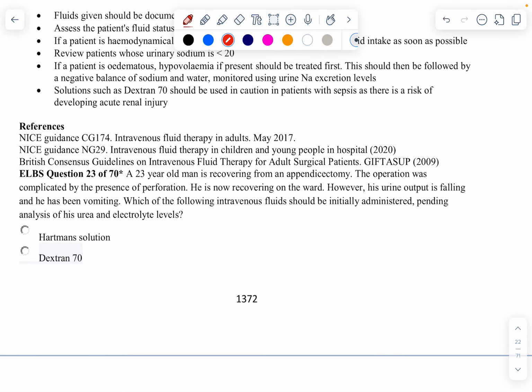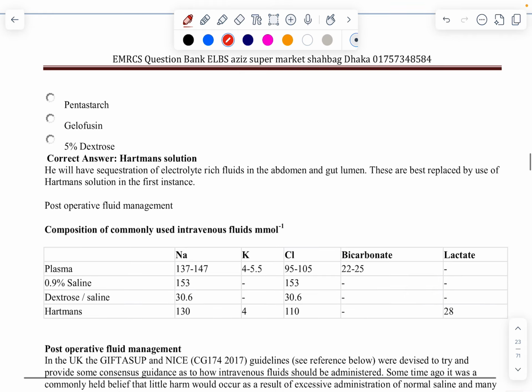A 23-year-old man recovering from appendectomy has been vomiting, pending analysis of urea and electrolytes. Which of the following fluids may be given initially? Hartmann's is always given.